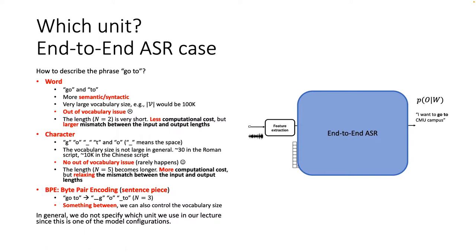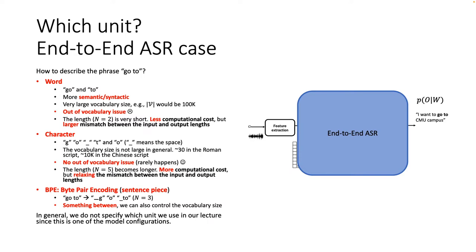I actually didn't speak about the language variation, but for example, if we use a different language, Chinese, Japanese, and so on, the story is completely different. First, we don't have a word boundary. And we also have a very large vocabulary size for the characters. So actually many of the Japanese and Chinese systems are using characters, which is a good thing.